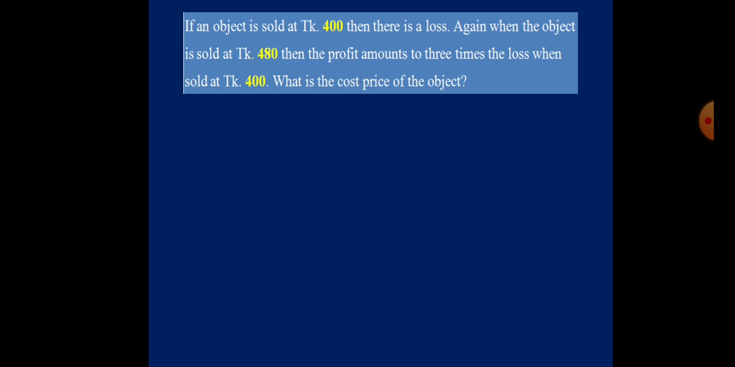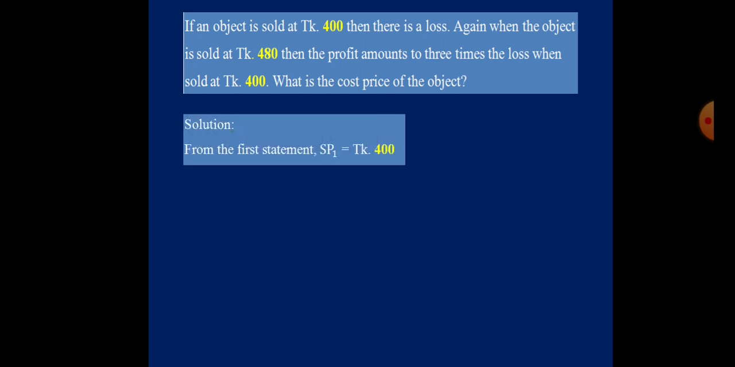So here from the first statement, you can see that there are actually two selling prices. Taka 400 is one selling price and taka 480 is another selling price. Suppose when you sell that thing at taka 400, there is a loss of taka x. Because the first statement is telling us if an object is sold at taka 400, then there is a loss. We assumed that the loss is taka x.